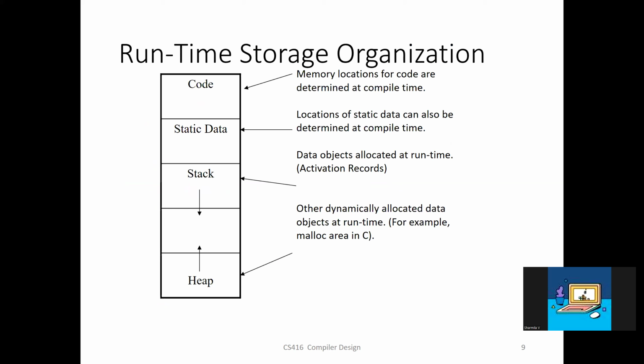For that, we have a diagram with code, static data, stack, and heap. What is code? That is a memory location, and code is determined at compilation time. What is static data? It is data whose size is determined at compilation time. The stack holds the activation records allocated and executed at runtime. It is dynamically allocated space for runtime memory allocation, as in a C program.